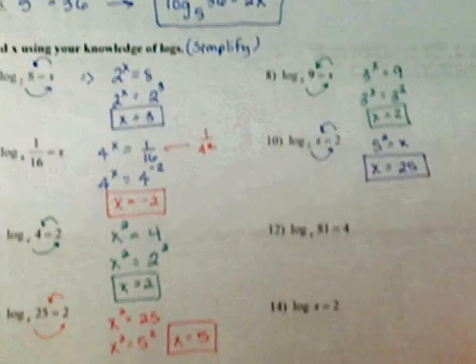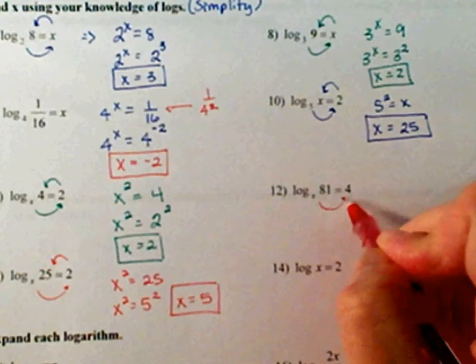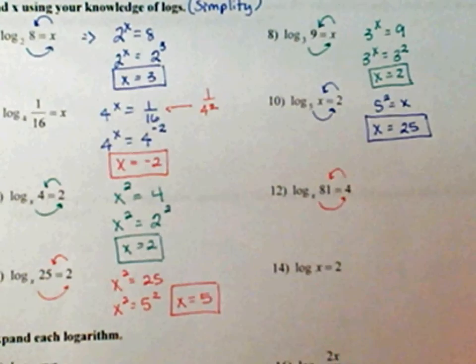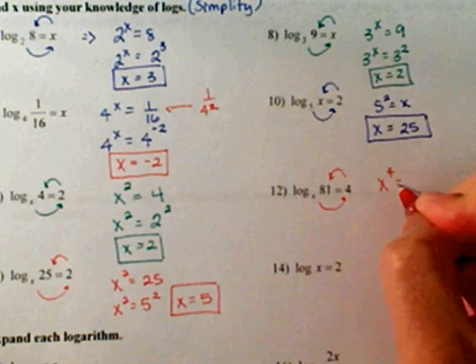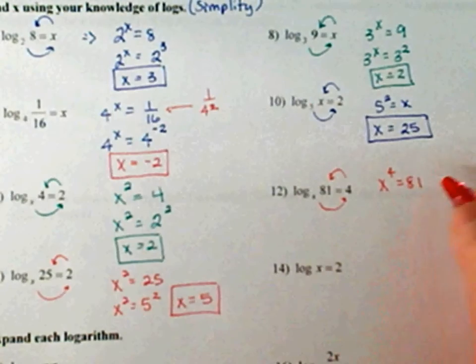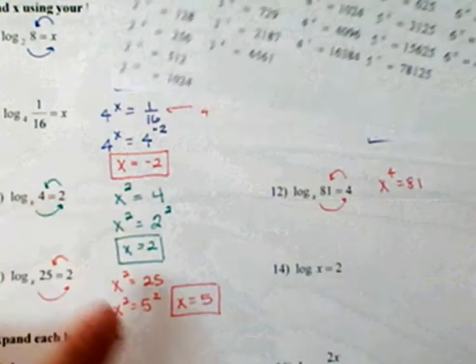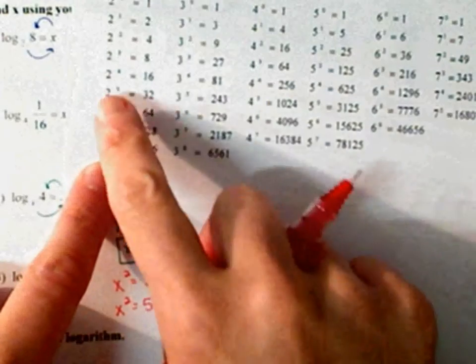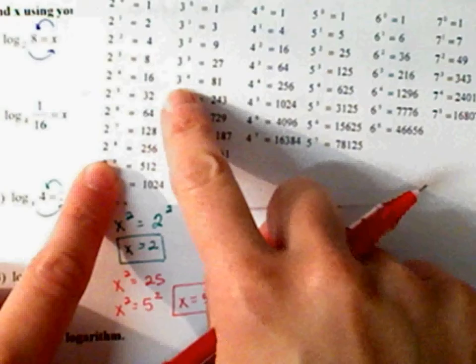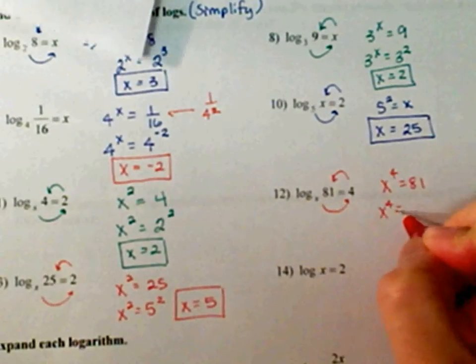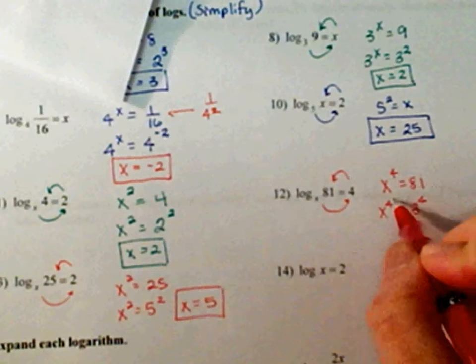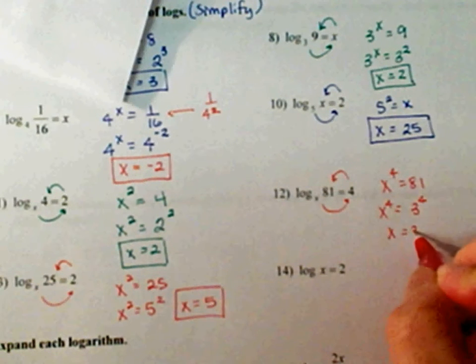Number 12. X to the 4th power is 81. So what do you know goes to the 4th power? You can use this sheet to help you if you need to. Here's all to the 4th power. See how 3 to the 4th power is 81? So x to the 4th is the same as 3 to the 4th power. See how the powers are the same? So x is equal to 3.